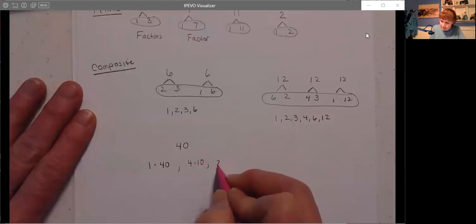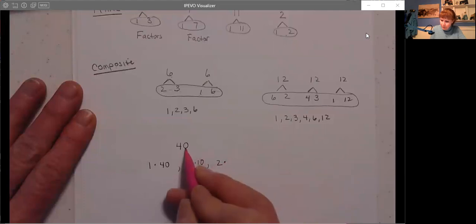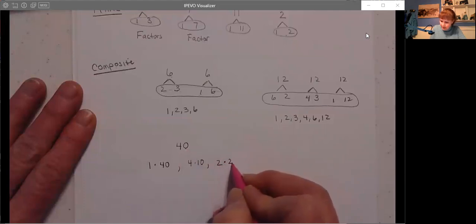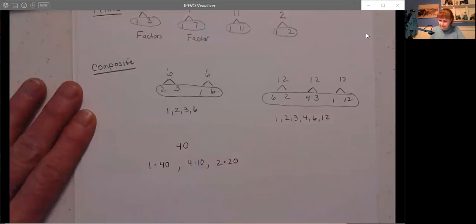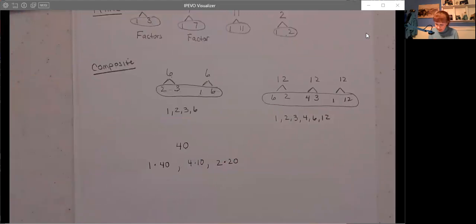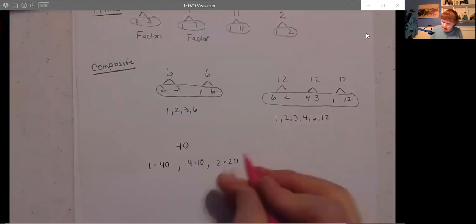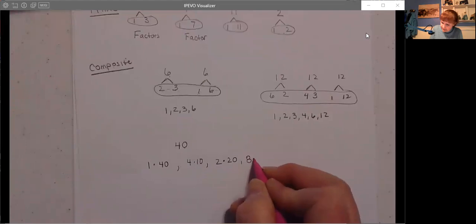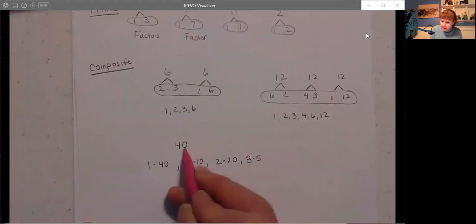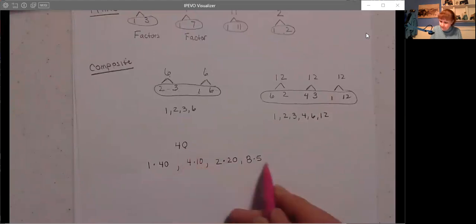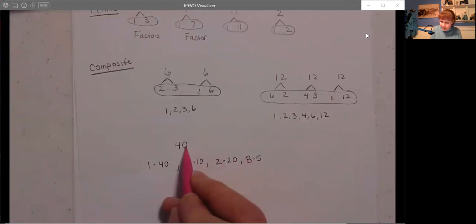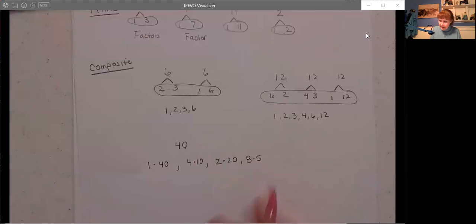We know 2 goes into it. So 40 divided by 2 is 20. So 2 and 20. Let's see, what else have we got here? 2 and 20, 4 and 10, 8 times 5. Well, how did I know that? Well, it's divisible by 5 because it ends in a 0. So I know that 5 went into it. So if I take 40 divided by 5, I get 8.